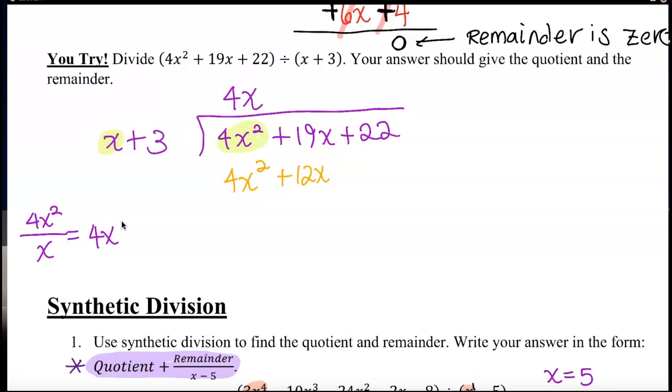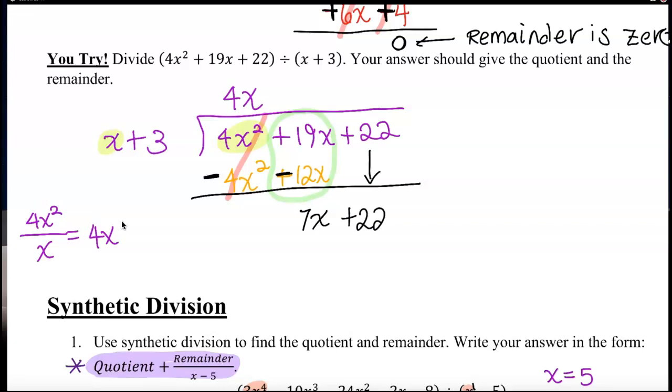And I subtract vertically, but instead of subtracting, I'm just going to change the signs and combine like terms. So what will happen is the 4x squared and negative 4x squared will cancel out. If I combine these two, what is 19 minus 12? Is that 7x? Okay, 7x comes down, and let's bring down that plus 22. Now I divide the first terms again. What is 7x divided by x? So 7x divided by x is 7. So put plus 7 next to the 4x.